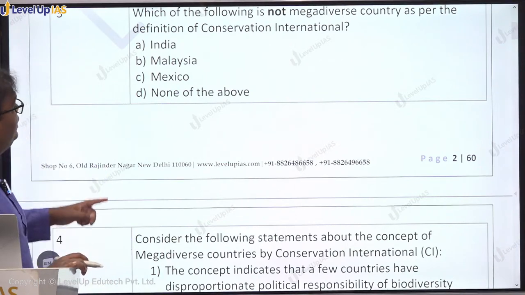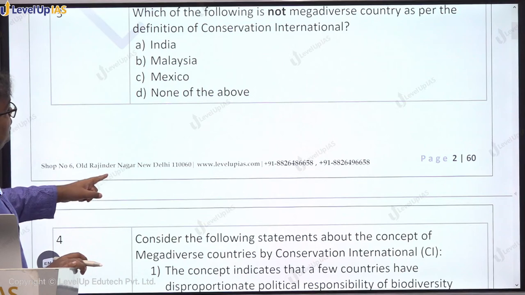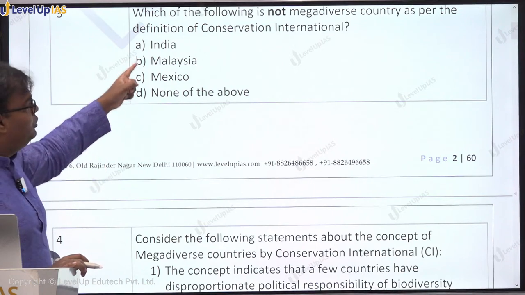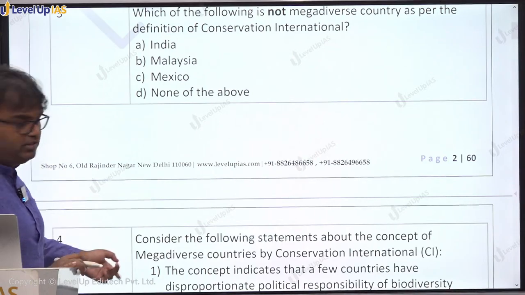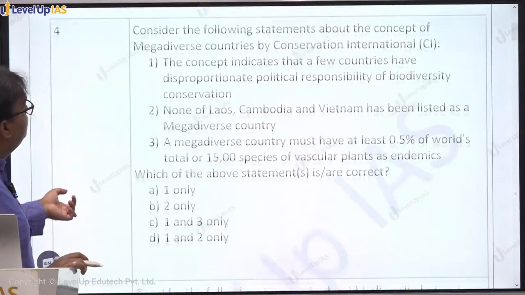Right? So, yahan pe kaun sa nahi hai? None of the above. All three of them are mega diverse countries. We just saw the list. Answer is D. Third ka answer is D. Let's go to question number four.